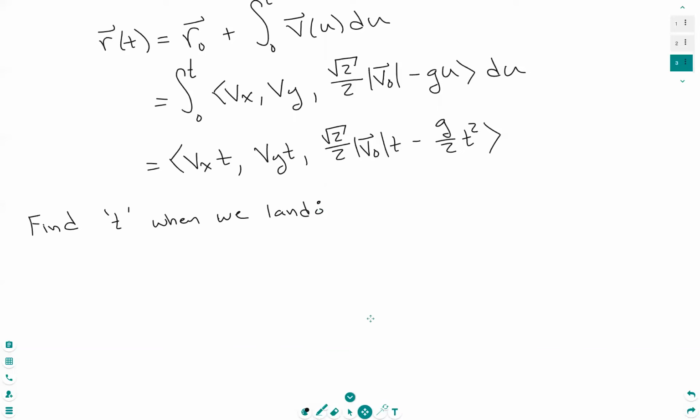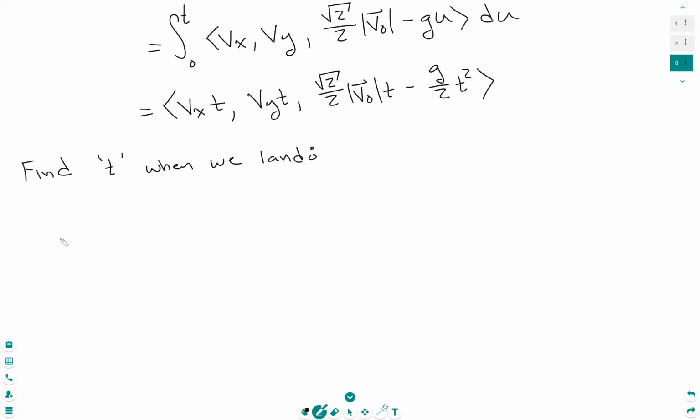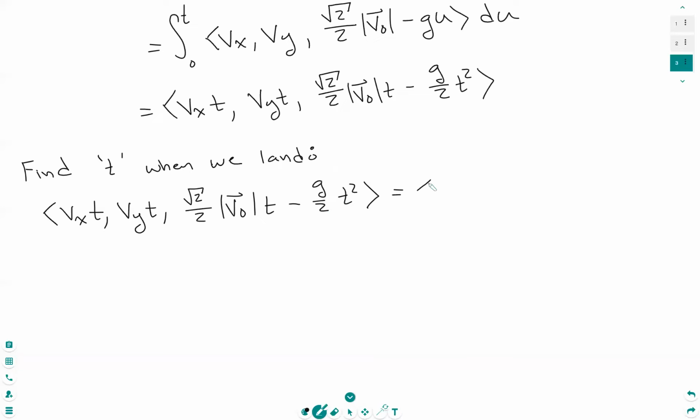So we're going to find the time when we land. I know our position: Vx t, Vy t, and in the z component, the square root of 2 over 2 times V naught in magnitude times t minus g over 2 t squared, is equal to the position of our target when it lands: xt, yt, and 0.